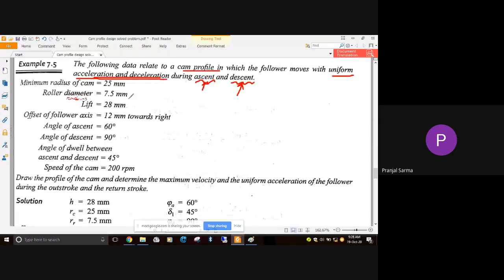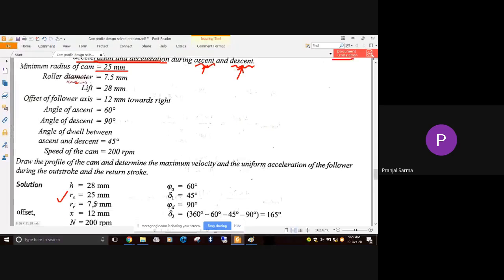Okay, next, what is given? The minimum radius of the cam is given. All those things you just have to note down. Minimum radius, we denote it with R suffix C, is 25 mm. It is the roller radius, not diameter. The diameter is actually 15 mm, so it is wrongly given in the question in the book. So the roller radius is 7.5 mm. So roller radius R suffix R. Lift is given as 28 mm. With H or X, whatever you consider, it is 28 mm.